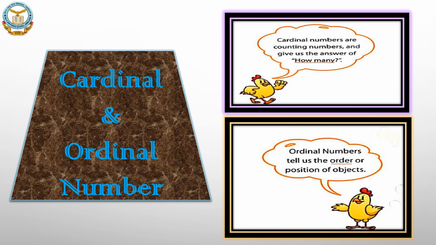The ordinal numbers tell you about the order or position of an object. For example, when the result of the class is announced, whatever position is secured by the students gives you the ordinal numbers.